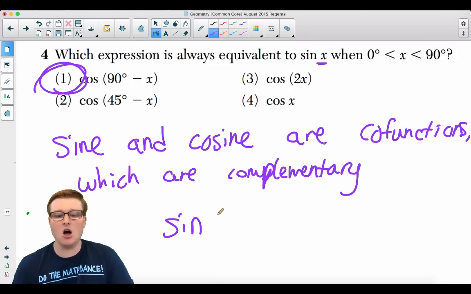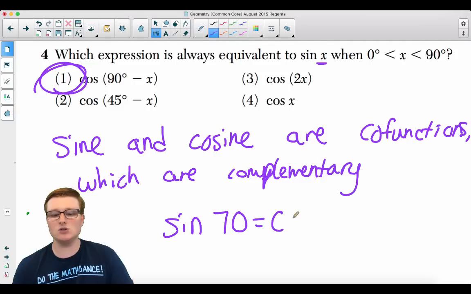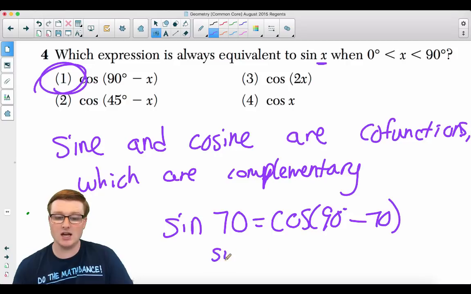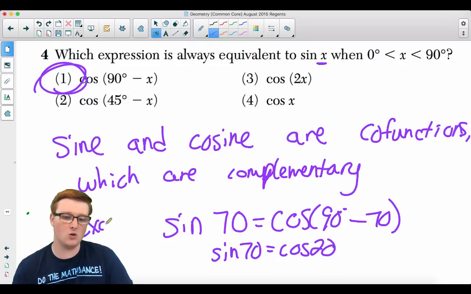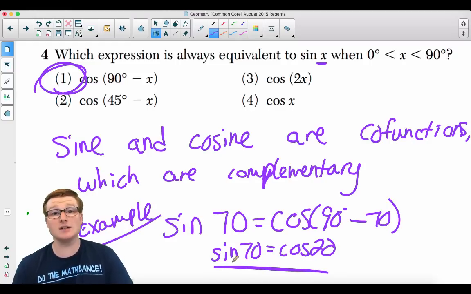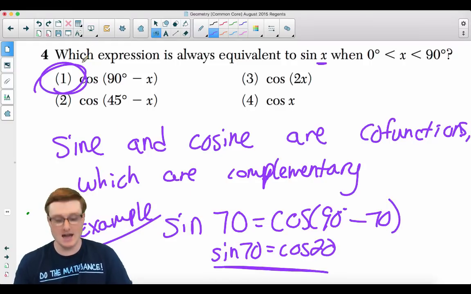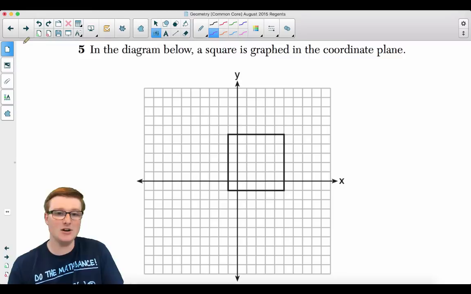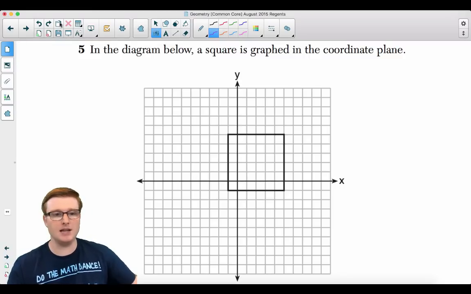For example, the sine of 70 degrees is equal to the cosine of 90 degrees minus whatever that angle is. In this case, it's 70. So the sine of 70 is... that looks like a 2, sorry. The sine of 70 is equal to the cosine of 20. And that is just a quick example. And if you don't believe me, type that into your calculator. Is the sine of 70 equal to the cosine of 20? And you will see that it is. All right, number 5. In the diagram below, a square is graphed in the coordinate plane.